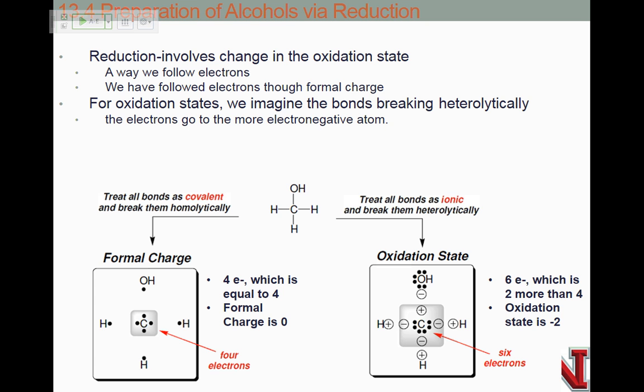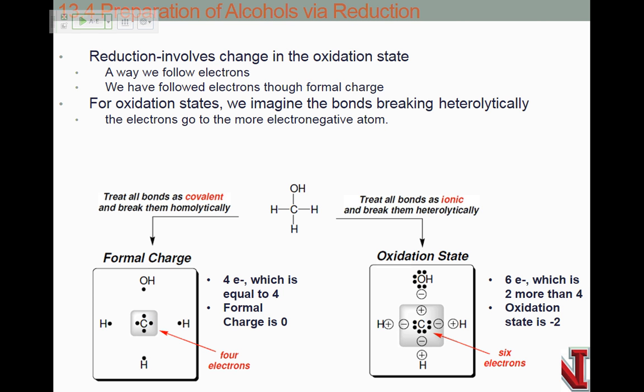So the oxidation state here is, it has 6 electrons, 1, 2, 3, 4, 5, 6. It should only have 4, so that's 2 more electrons than it should have, so the oxidation state is -2. Fairly straightforward. You don't have to memorize those rules if you can do this. And of course, that's carbon's oxidation state.